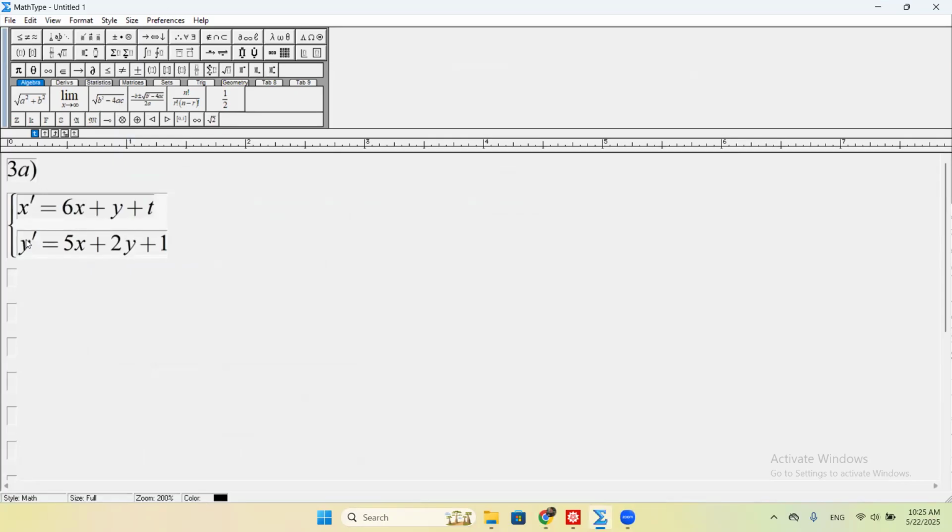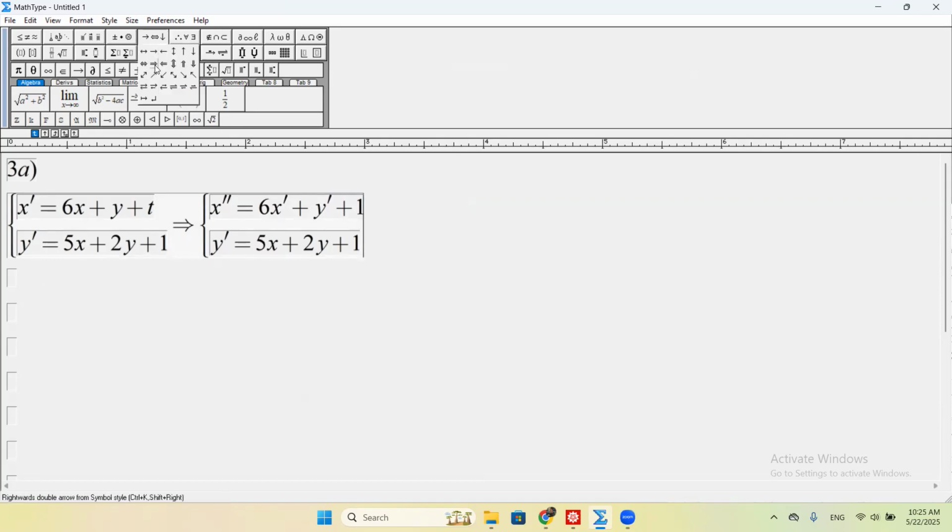So let's exclude y prime. Differentiating the first equation: x double prime equals 6x prime plus y prime plus 1. Then we will eliminate y. So y equals x prime minus 6x minus t.